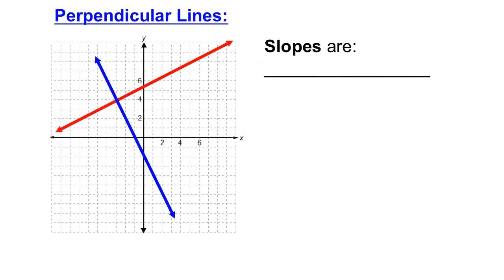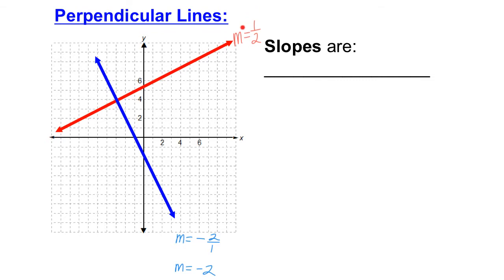Now it's different for perpendicular lines. Here I have two lines that are perpendicular. Let's look at their slopes. The red line has a slope of up 1 over 2, up 1 over 2. So the slope is 1 over 2. Now let's look at the slope for the blue line. Down 2 over 1, down 2 over 1. So the slope of the blue line is negative 2.